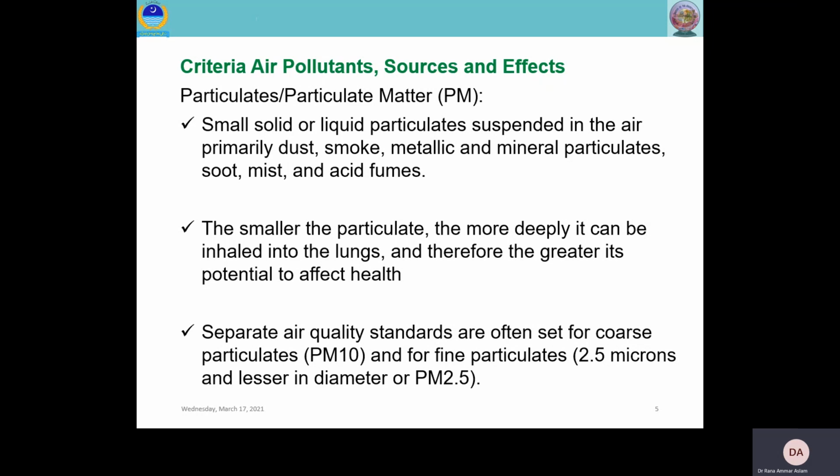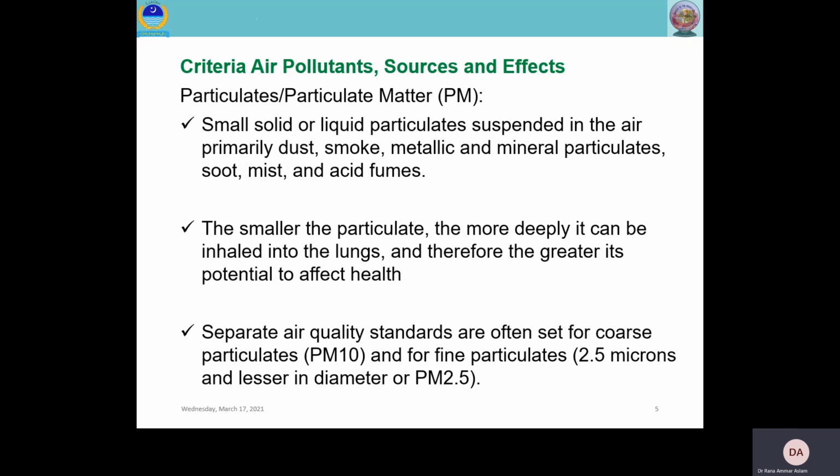With regard to their ill effect on living beings, the smaller the size of a particle, the deeper it can go into the body of a living being, or deeply into your lungs, and therefore greater is the potential to affect the health of a living being, right? Besides various sizes, two sizes are of paramount importance. One is PM10 and the second one is PM2.5.